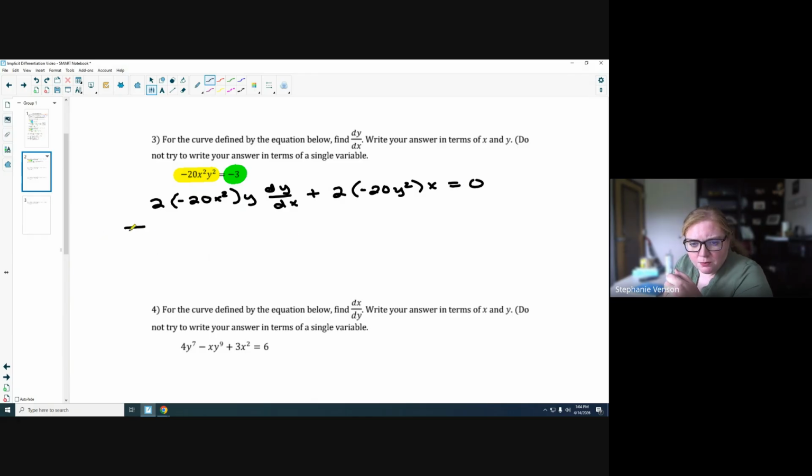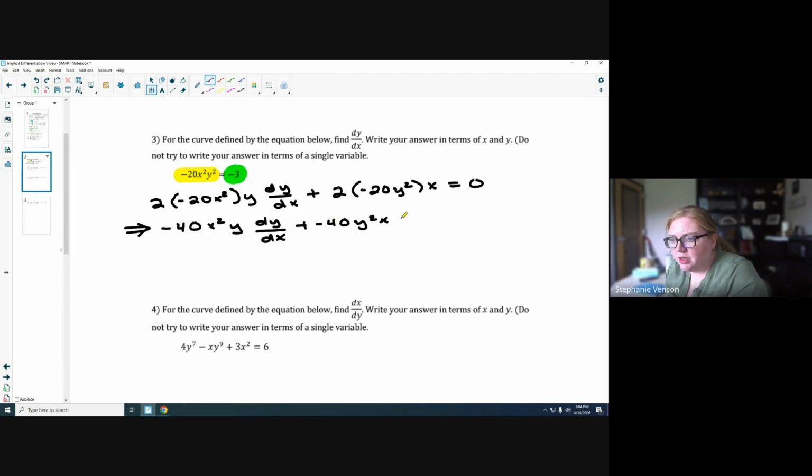So that's looking pretty complicated right now. So let's see if we can simplify this a bit. Okay, so we have 2 times negative 20. So this one would become negative 40 x squared y dy dx, and then plus negative 40 y squared x, or you could write it as xy squared. That's the same thing, equals 0.